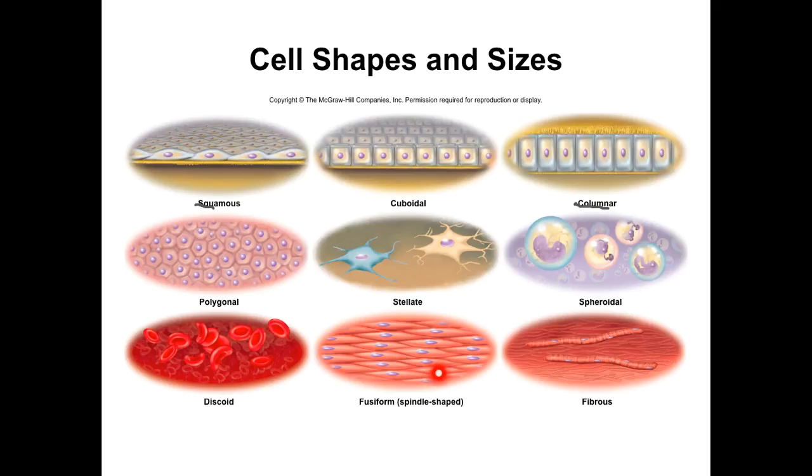Fusiform cells are cells that are shaped kind of like toothpicks. They are long with usually tapered ends like this.